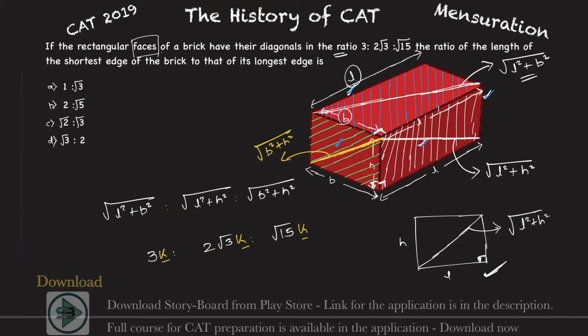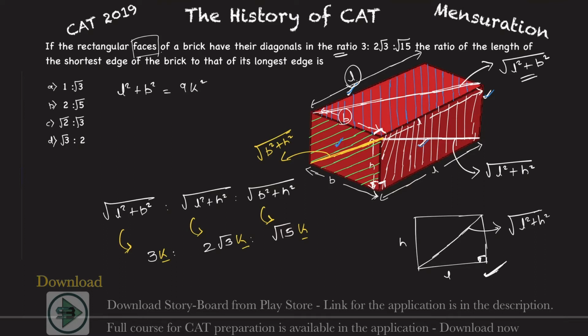Now where can I reach from this? What do I know from here? Square root of L square plus B square, square root of L square plus H square, and square root of B square plus H square are these. So what will I do now? If I say this is equal to this, and this is equal to this, square root of L square plus B square, then what will L square plus B square be?